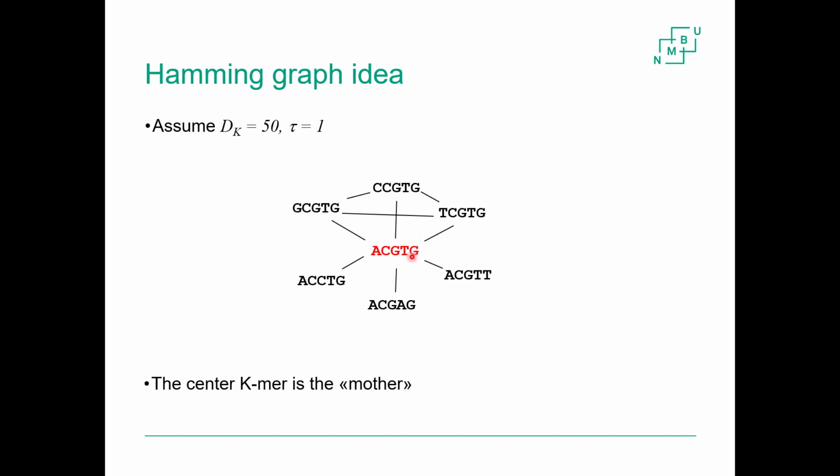Think of it as a mother sequence, and then all the other ones around are sort of generated or children of this mother sequence. So that's why I draw this red, to make it stand out from the rest. So what we are trying to do now, by making these Hamming graphs, is to locate these k-mers among all the k-mers, right?